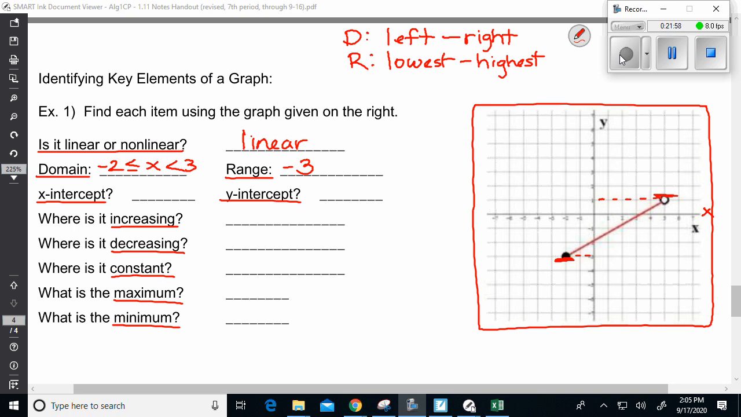So lowest number is -3, highest number is 1. -3 has the closed circle, less than or equal to. 1 has the open circle, just less than. And the letter you use is y. So, any questions on the first 3 parts?